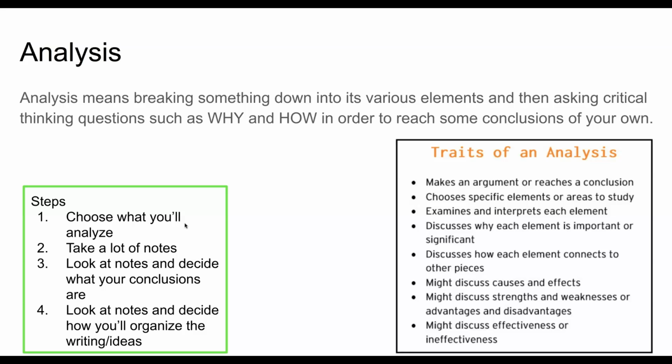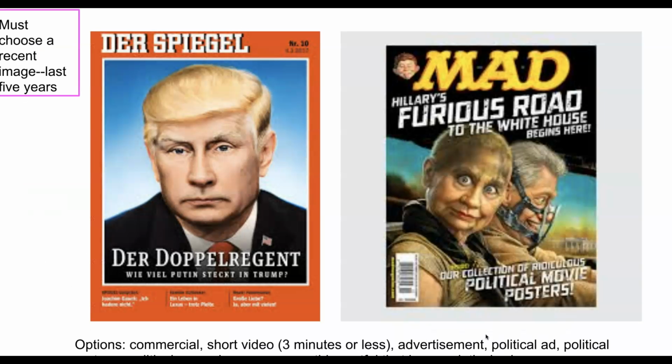So then we have some traits of analysis. It's a little bit about what you might do in the actual paper. But it does give you some ideas for conclusions that you might reach. Like really what you're going to be doing in this particular paper is looking at this last point. You're going to say, is the message of the image effective or ineffective? That's basically going to be the main conclusion you're going to reach. You might have other conclusions, but that's going to be your main conclusion.